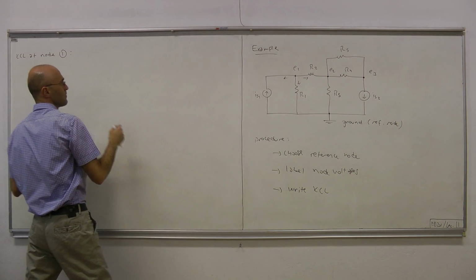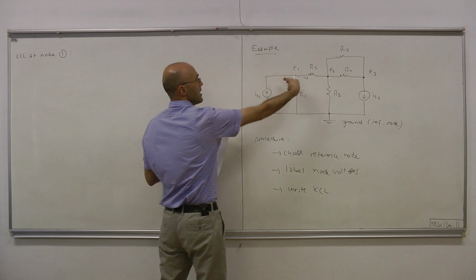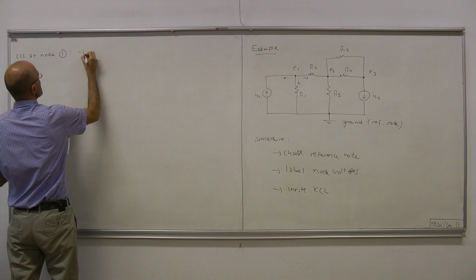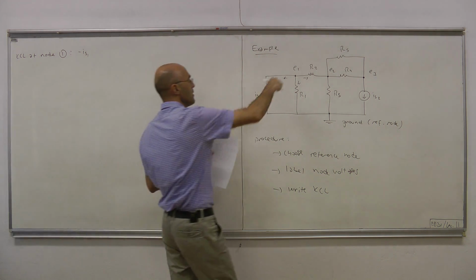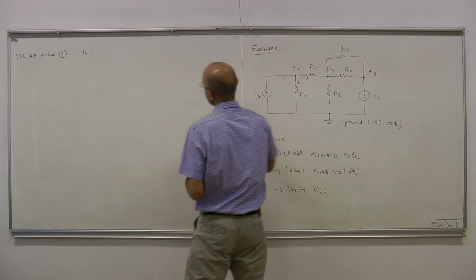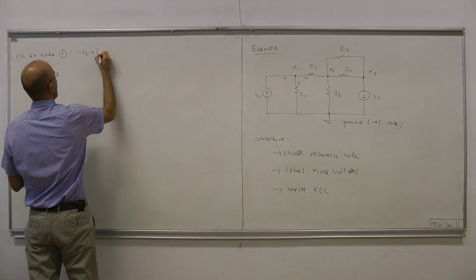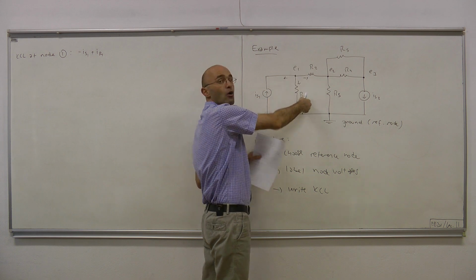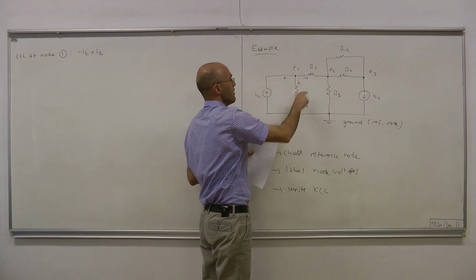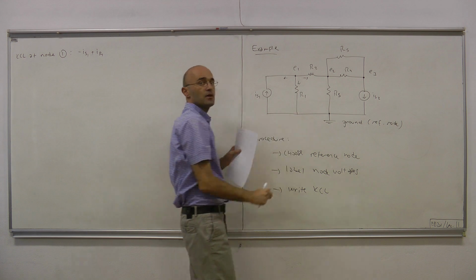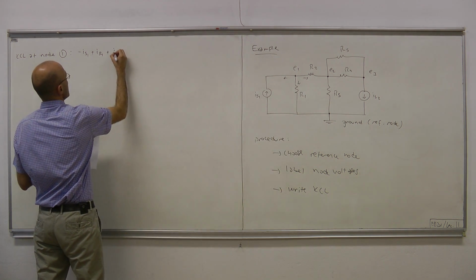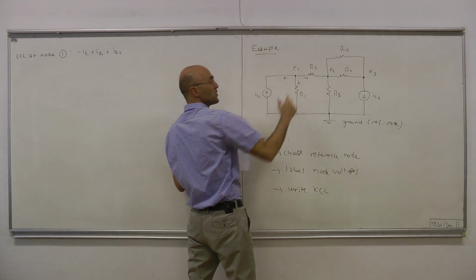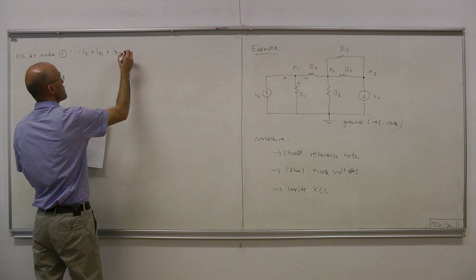That current, since this current is IS1, is simply minus IS1. Okay, so minus IS1. How about this current? This current is plus IR1, let's call it IR1, the current flowing through R1 in that direction. And finally, how about this current? That current is, let's call it IR2. Okay? And KCL says that the sum of those 3 currents must equal 0.